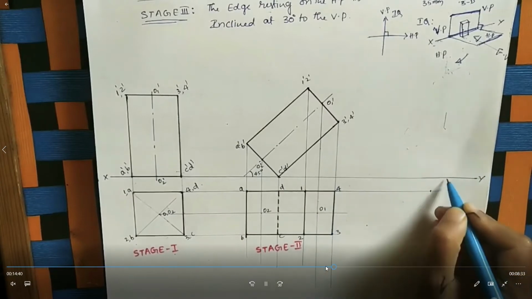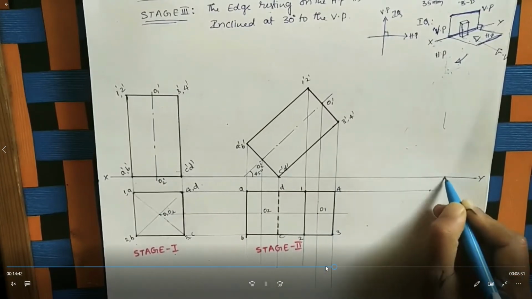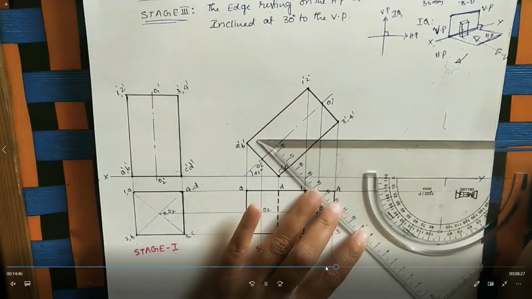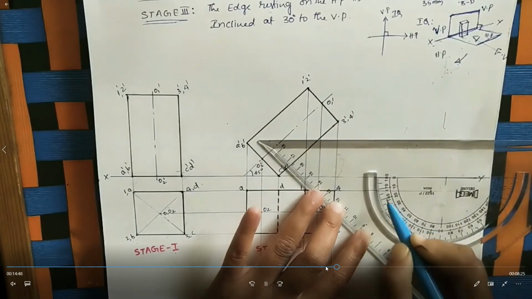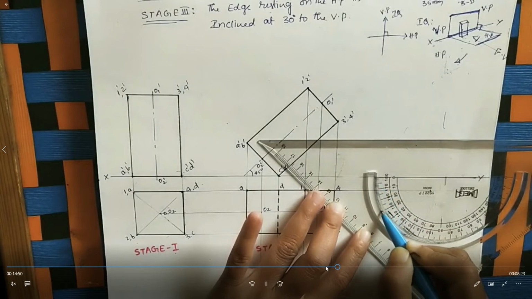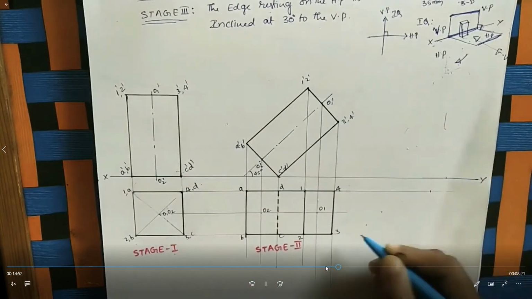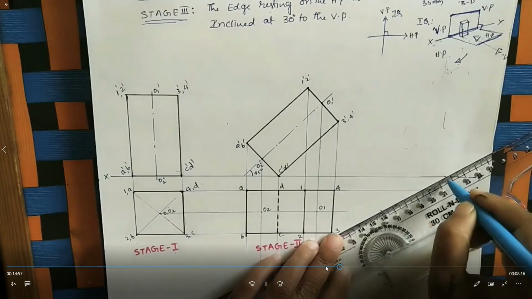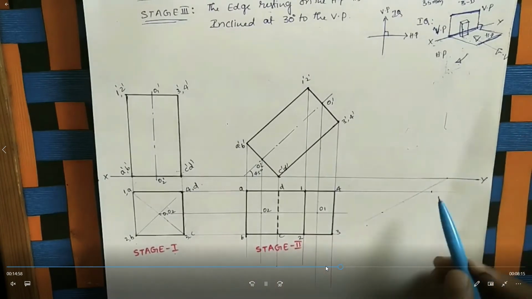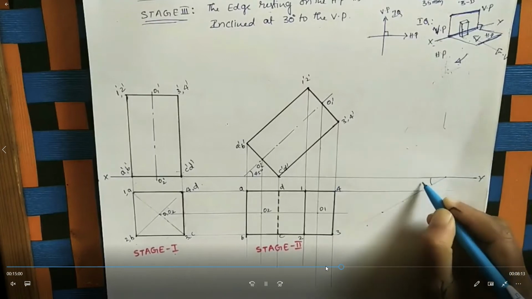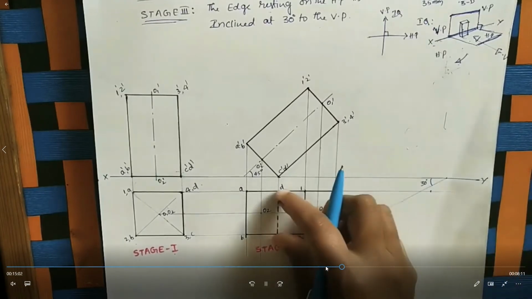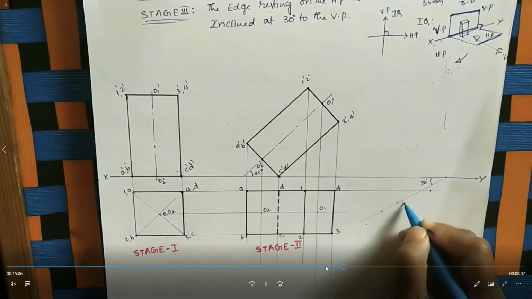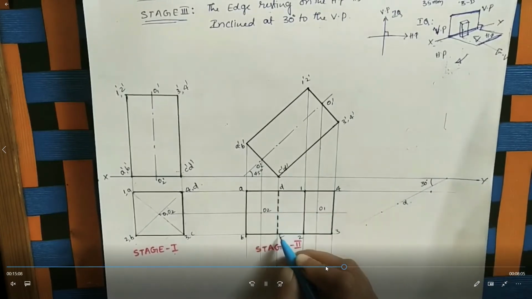Okay. Now, the second stage top view. Second stage top view, it tilts to 30 degrees. Okay, in this way with the help of the protractor, 30 degrees. You draw one line, left side or right side. Wherever you feel comfortable, measure the 30 degrees on that side. Both sides are the same. 30 degrees in this way.